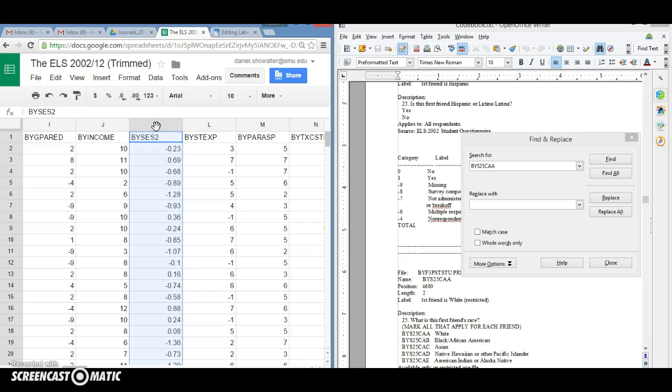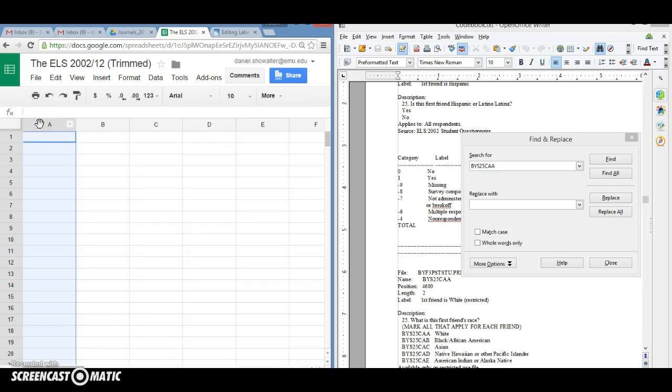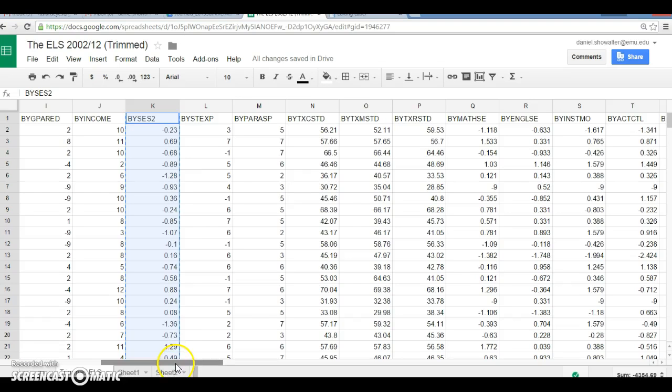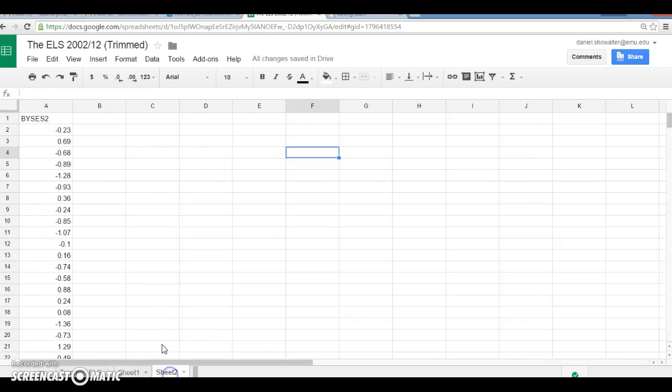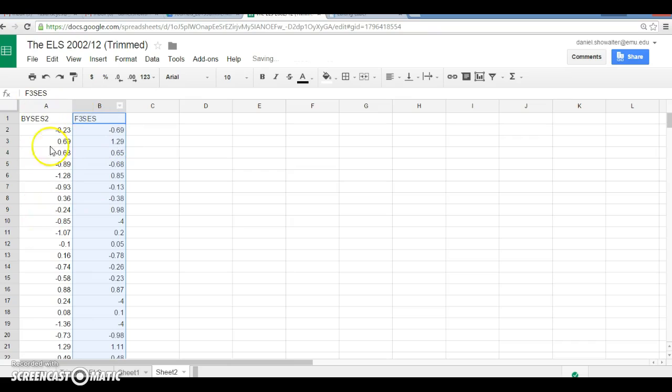So what I would do is just grab that, cut it to clipboard, paste it in a new sheet, and then I'd go back to this larger data set and find that variable I'm going to predict, cut that to clipboard, and paste that right there. And now I'm going to run the regression analysis on these two. But before I do that, I'm going to have to clean the data.